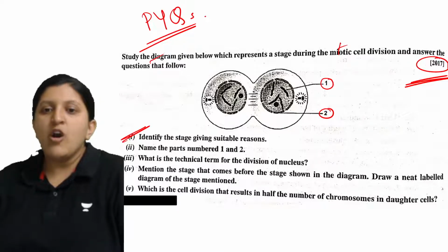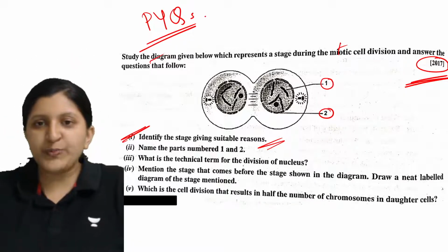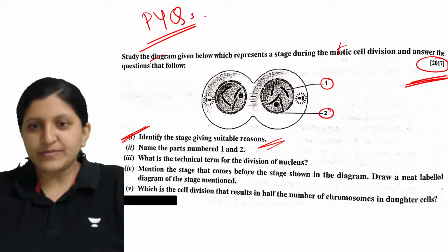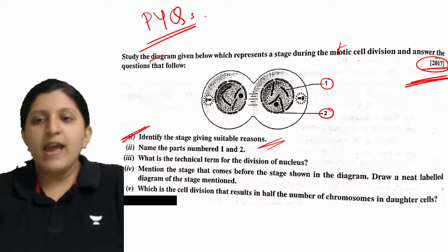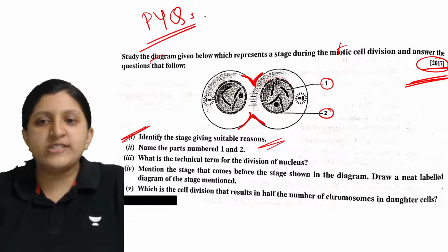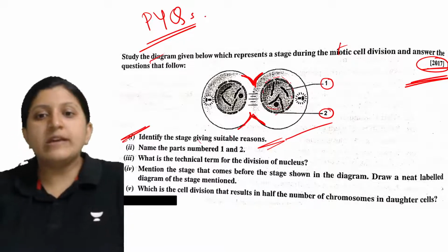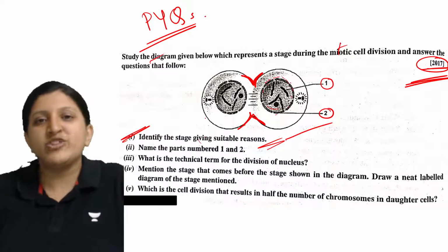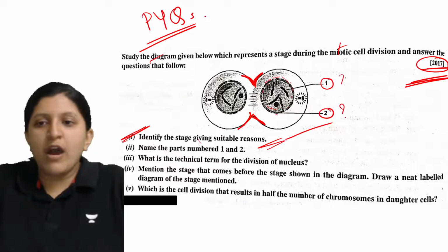Identify the stage giving suitable reasons. What exactly is this stage now? Any idea, any of you, which stage is going on here? This is a previous year question, taken from the 2017 question paper. You can have a look at this. There is a furrow formation. Where exactly these changes are occurring, you can see the changes occurring here. Identify the stage giving suitable reasons; it's not mentioned whether two or three, so you can mention the reasons. And name the parts numbered 1 and 2. What is part one, what is part two?